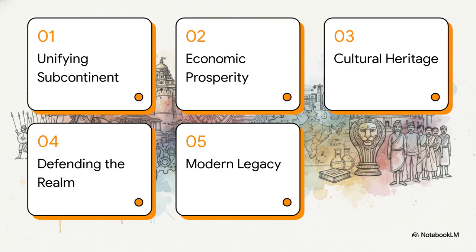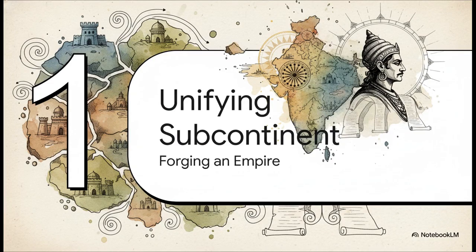To really get the most out of this, instead of going chronologically, we're going to break it down thematically. We'll start with unifying the subcontinent, then drivers of economic prosperity, architects of cultural heritage, defenders of the realm, and wrap up with shaping modern India. Starting off with part 1, unifying the Indian subcontinent, forging an empire.